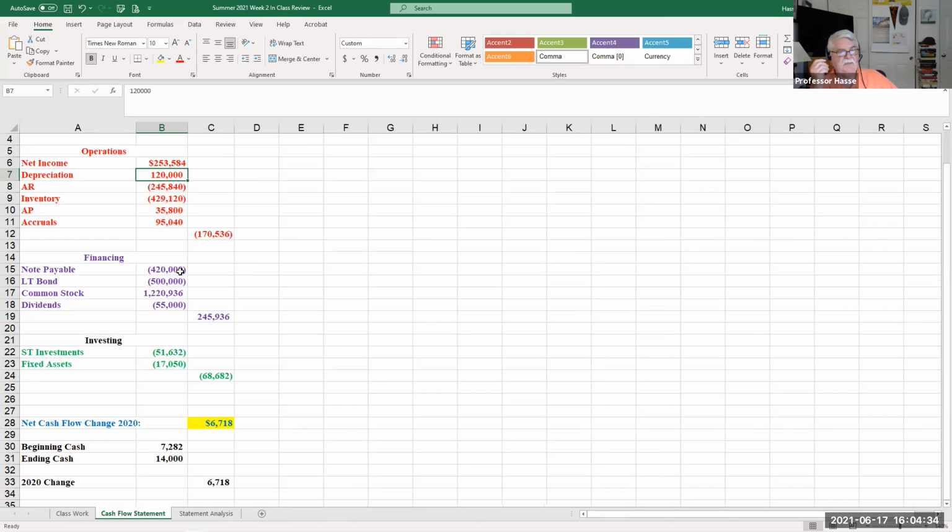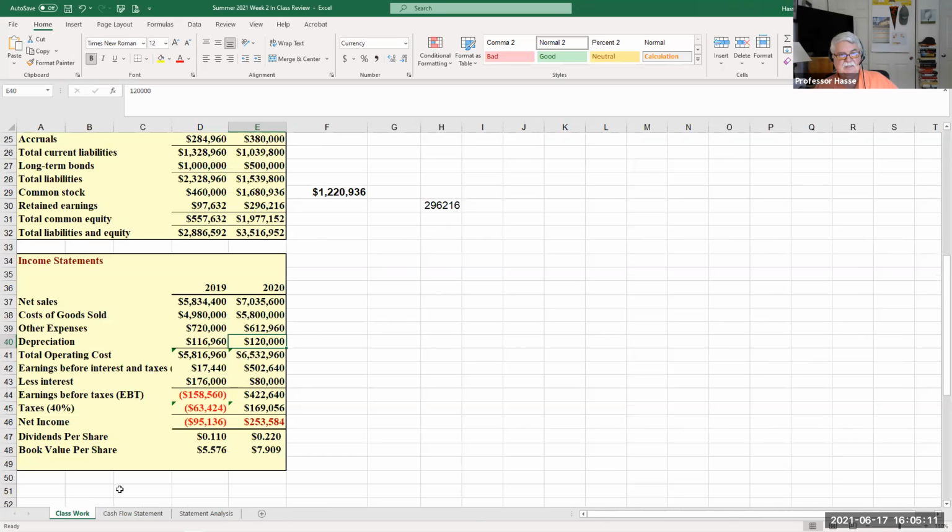Wait a minute, Mr. Hassey. Depreciation is cash flow? Sure is. We're expensing depreciation, doing a journal entry to adjust the accounts, but are we writing any checks to Mr. or Mrs. Depreciation? No. We're expensing money without paying money. We're allowed to do that by our tax codes and our accounting regulations. So we add that depreciation back in as cash flow because it's a non-cash expense. It's an important concept. So that's the information coming from the income statement.